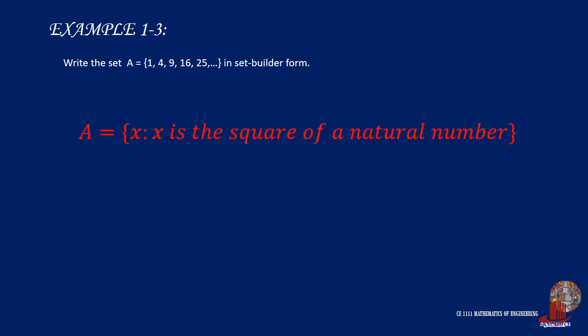Example 3. Write the set A equals {1, 4, 9, 16, 25, and so forth} in set builder form. We may write the set A as the set of all x such that x is the square of a natural number. Alternatively, we can write it as the set of x, where x equals n squared, where n belongs to N.